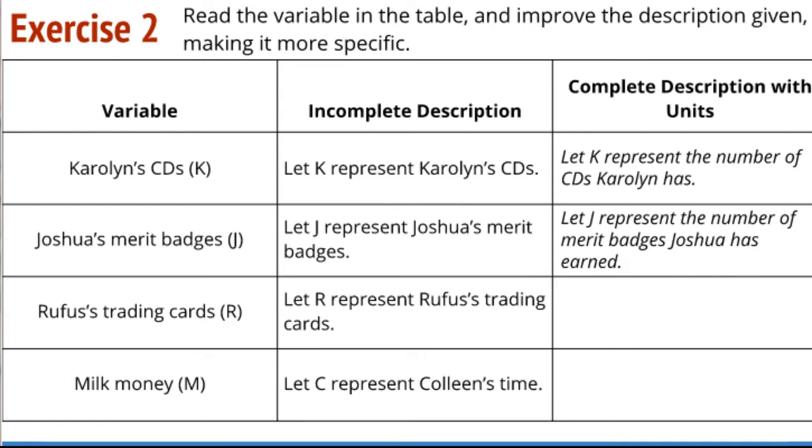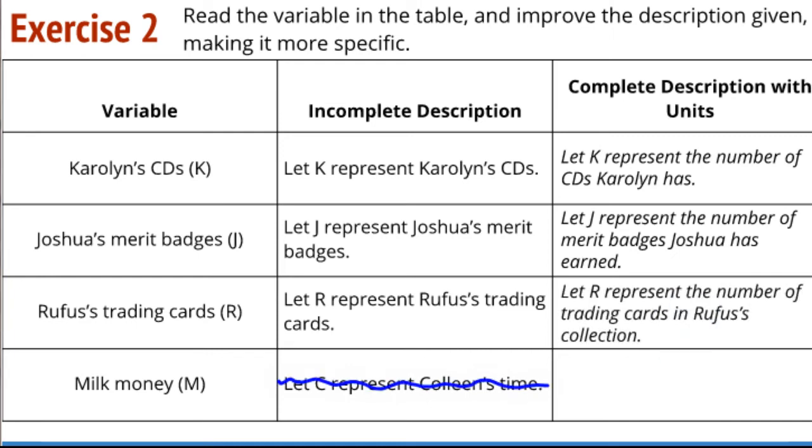So go ahead and finish up Rufus and the milk money there. Oh, looks like I made a mistake here. I'll have to fix that later on. So let's just work with the milk money here. Ooh, we'll scratch that out. All right, Rufus's trading cards. Let R represent the number of trading cards in Rufus's collection. And then the milk money, let M represent the amount of milk money collected in dollars.